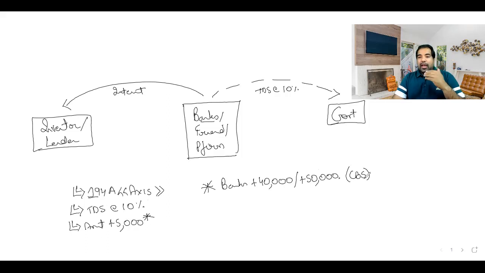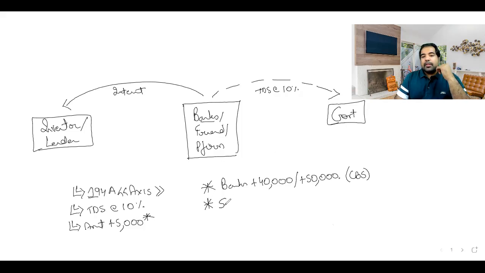CBS means if I have an account with the HDFC Bank Mumbai branch and the HDFC Bank Ahmedabad branch, then they both know me together, and hence we have to see the aggregate per bank and not per branch. So per bank, HDFC Bank Mumbai, Ahmedabad, Delhi, all three together, if I'm earning more than 40,000 or 50,000, then there will be TDS.